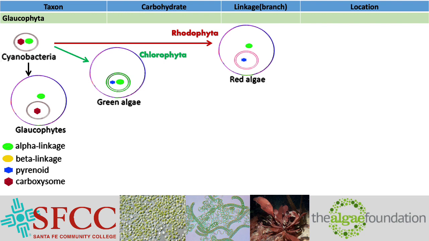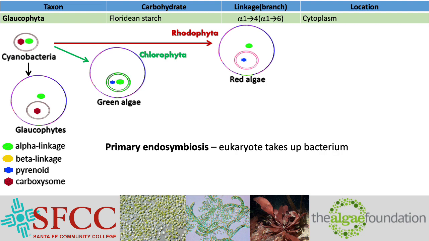The glaucophytes are a third eukaryotic algae that have a chloroplast derived from cyanobacteria. They store their energy in alpha-linked Floridian starch like the red algae, and also store the carbohydrate in the cytoplasm like red algae, but they have a carboxysome in the chloroplast similar to the carboxysome in the cyanobacteria. These three phyla are examples of primary endosymbiosis. The eukaryote organelle derived from a symbiotic relationship with a bacteria.